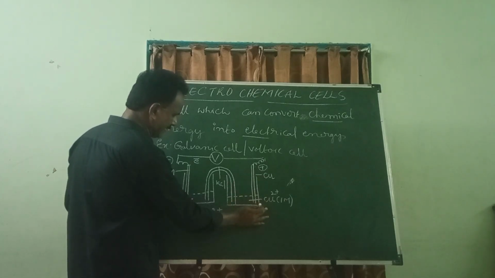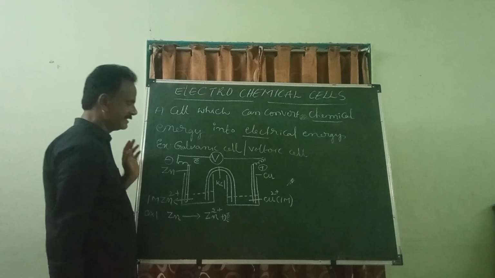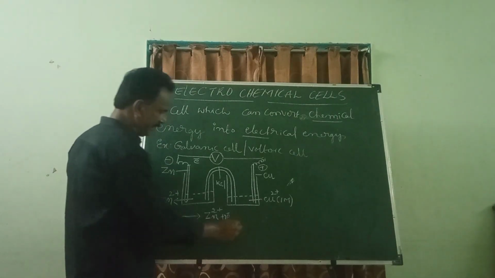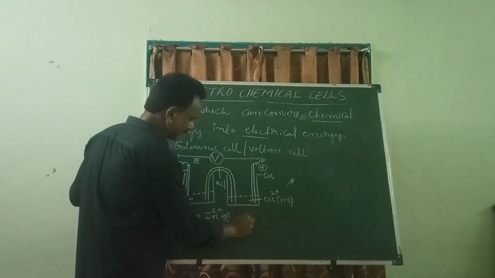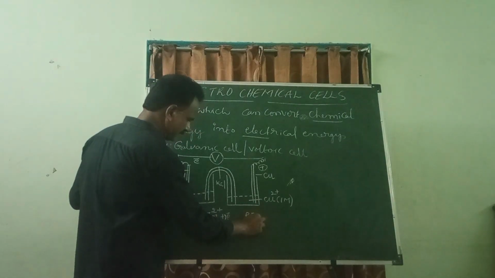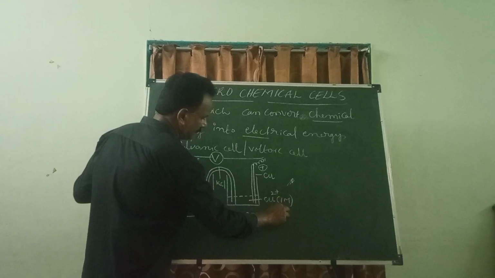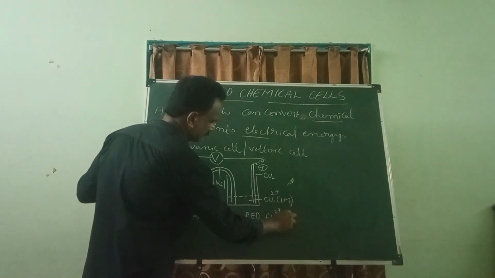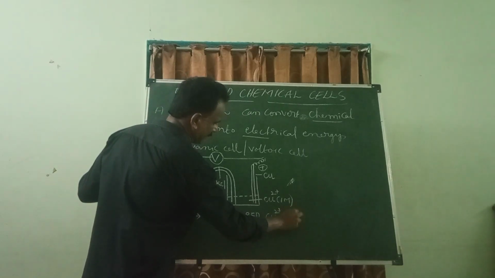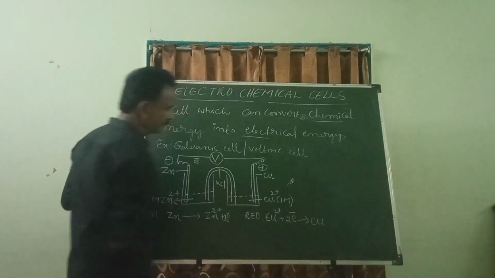At cathodic side, let us see what will happen. Here 2 electrons are there. Usually at cathodic side reduction reaction takes place. Here Cu2+ ions gain 2 electrons to give copper, Cu.